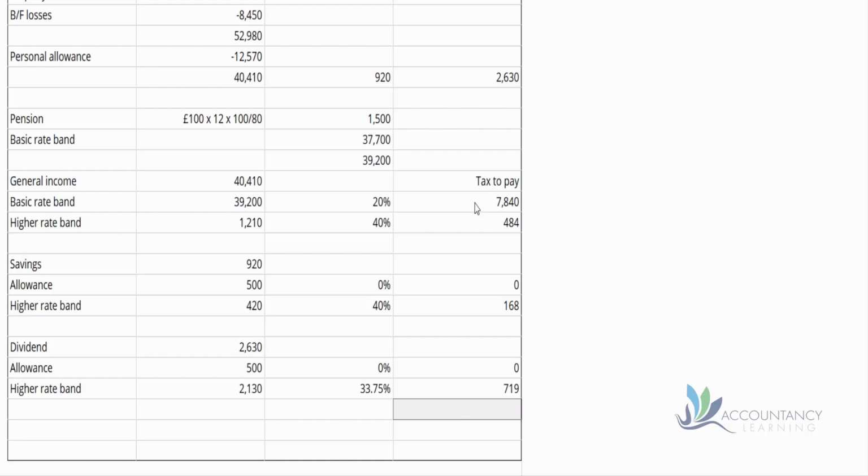So now we just need to add up our totals for all of these figures for our tax to pay. So we've got a total of £9,211 to pay.